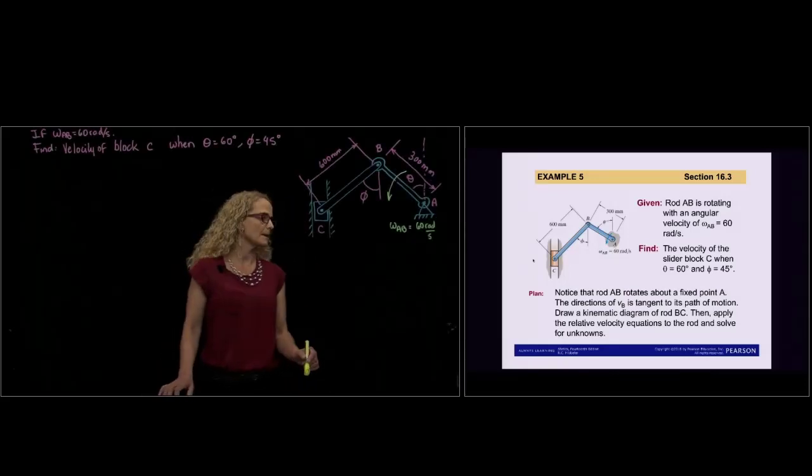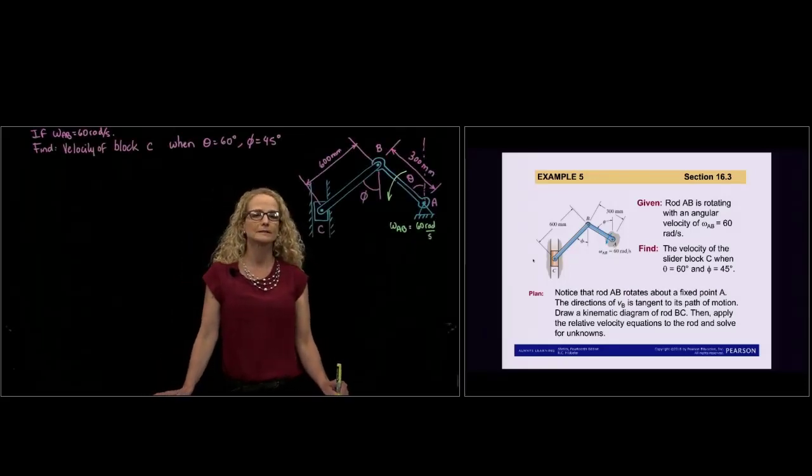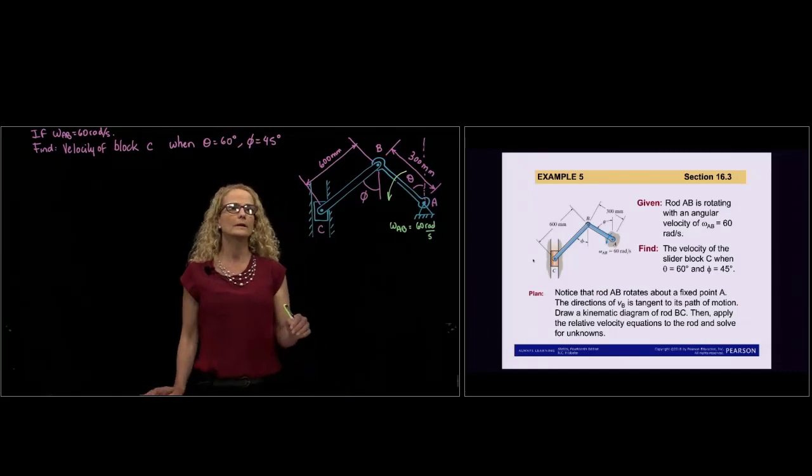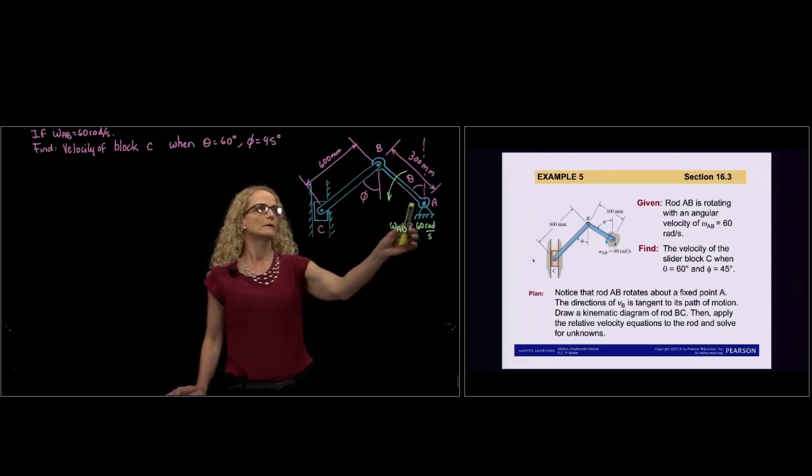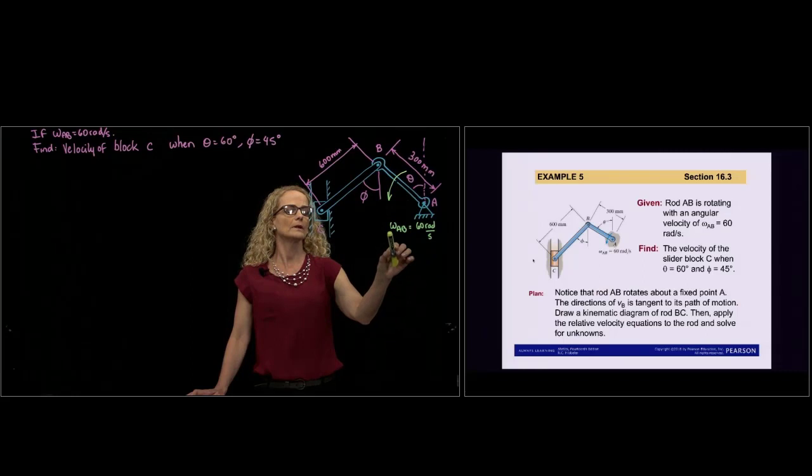Hi, this is example number 5 from section 16.3. So we will learn here how to calculate velocities using relative coordinate systems. In this problem, we have a rod, AB, that is rotating with angular velocity 60 radians per second.